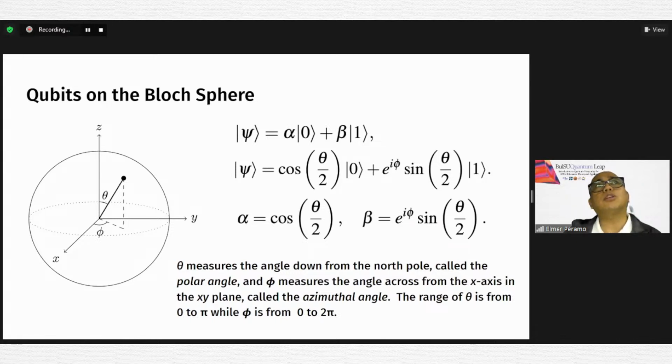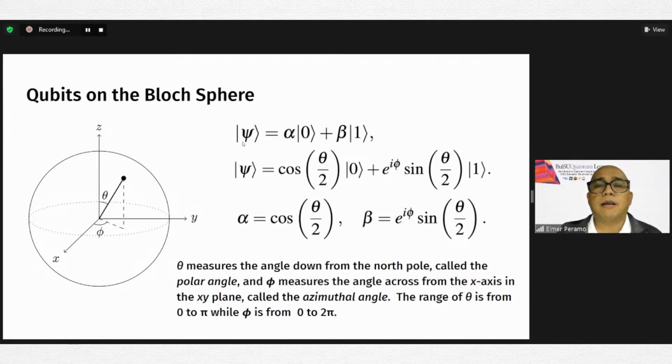Okay, so we're going to represent a quantum state as a point on the Bloch sphere. So get familiar with the Bloch sphere. It's just a spherical coordinate system where you can use theta and phi as parameters. So I'll start with this one.